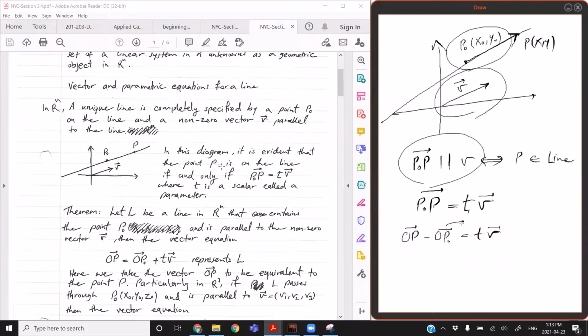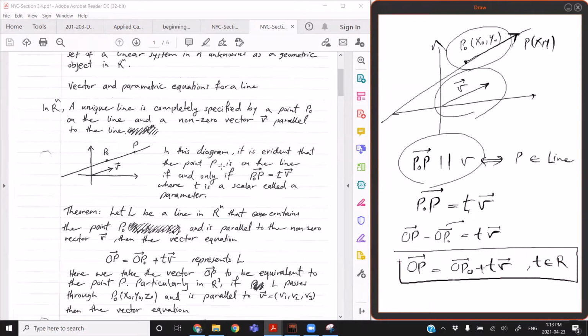Now, just moving this to the other side, I get OP is OP0 plus tV, where t is any real number, any scalar, and that can serve as an equation for the line that passes through the point P0 and is parallel to the vector V.